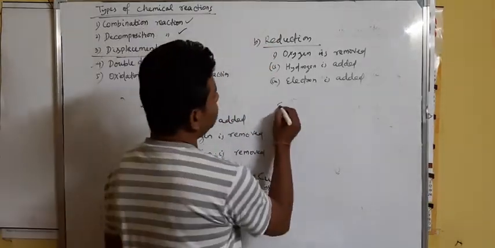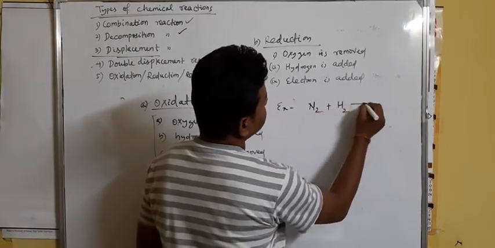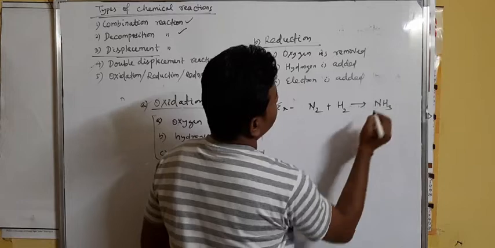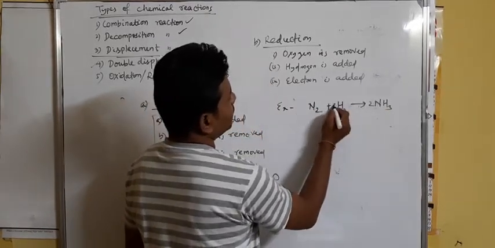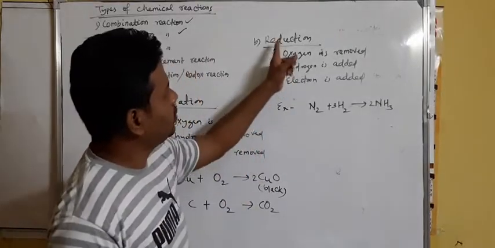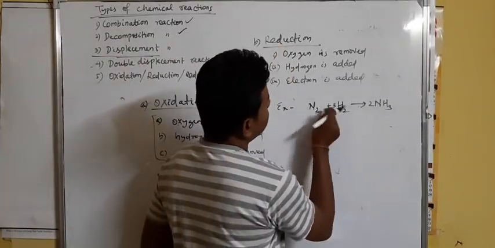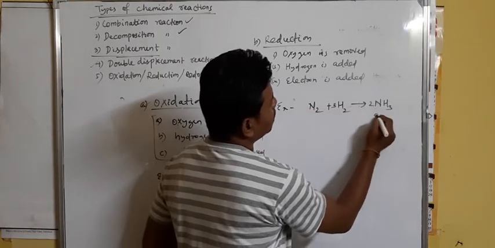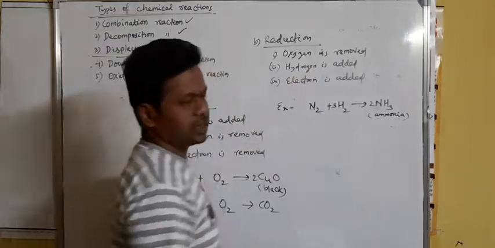We'll take an example: nitrogen when combined with hydrogen forms ammonia. So this is an example of a reduction reaction because here hydrogen is added to nitrogen to form ammonia.